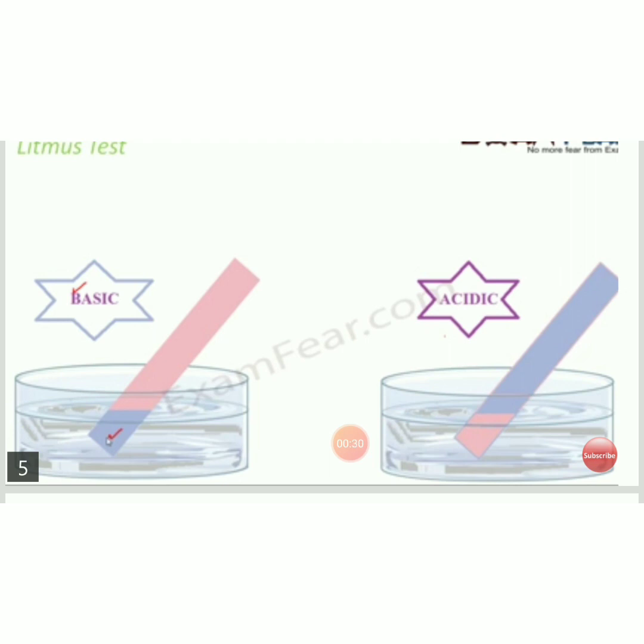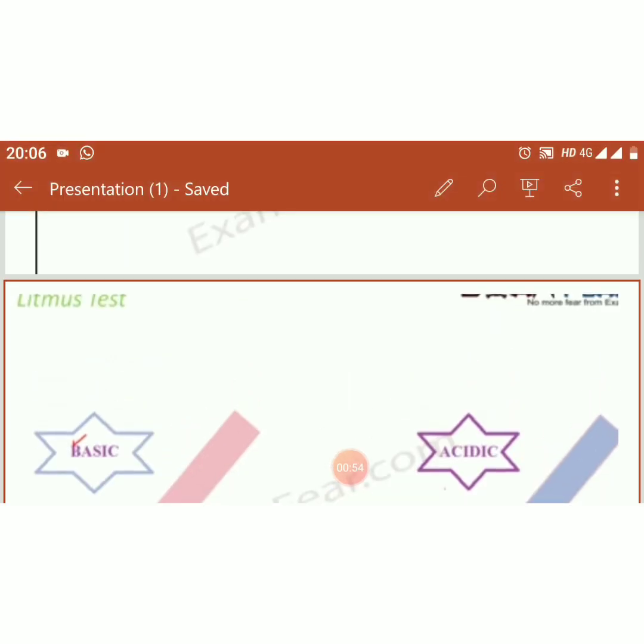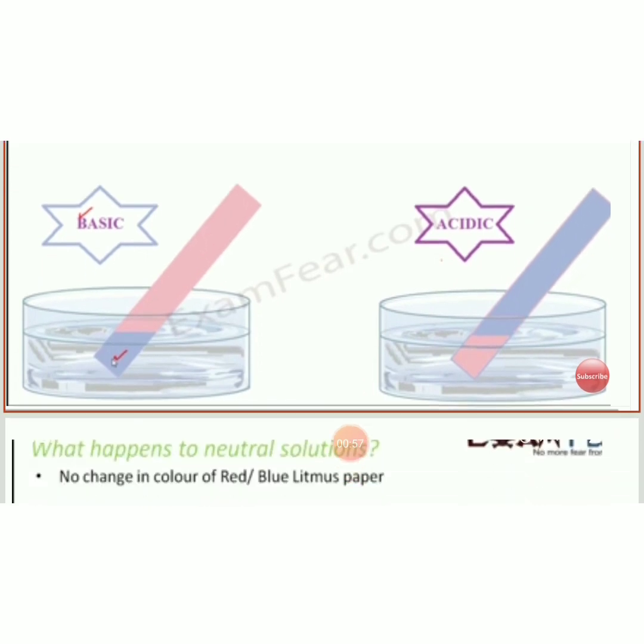See the picture. So when this litmus paper is put into a solution which is acidic, then what happens? The blue litmus paper turns red. See the picture. The tip of the paper which is dipped in the solution turns red. So when the blue litmus paper turns red, it means the solution is acidic. Now come to the basic solution. In basic solution the litmus paper turns blue. When the red litmus paper is dipped in the basic solution, it turns blue, right?